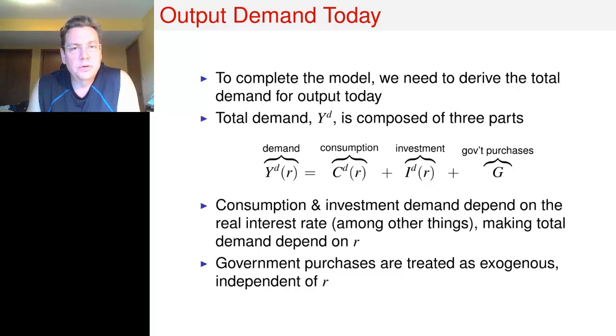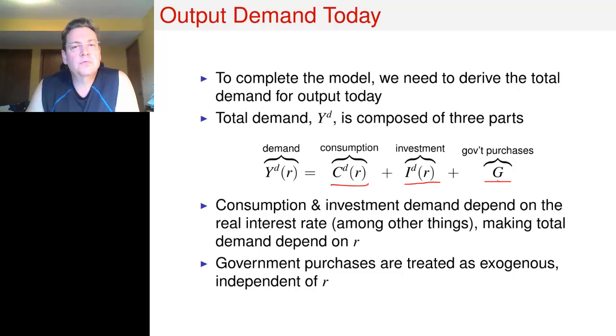Let's turn to how the demand for goods today gets determined. Once we have this, then we can pull everything together. Remember that total demand in this economy is composed of three parts. First, we have what consumers are demanding. Second, we have what firms are demanding. And third, we have what the government is demanding.